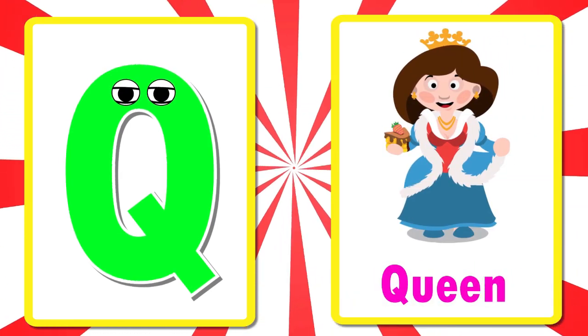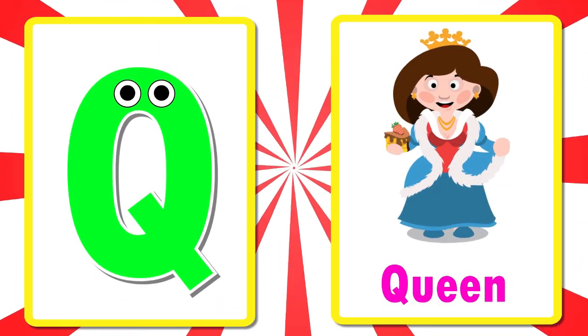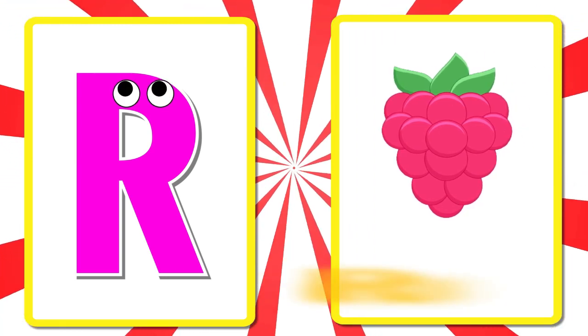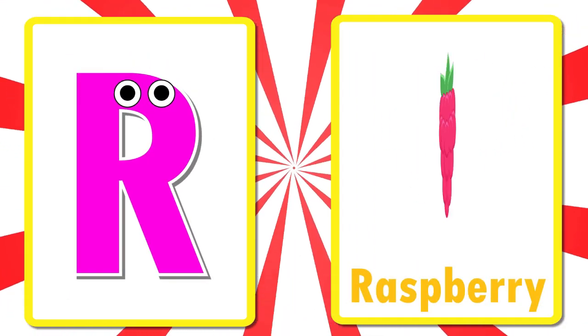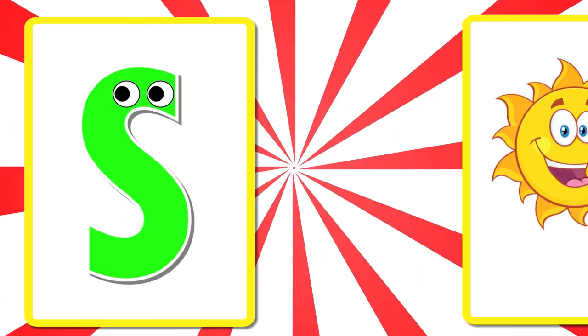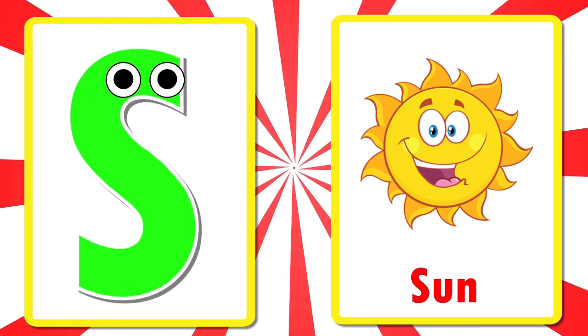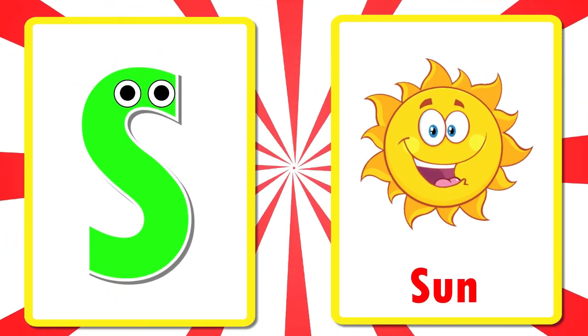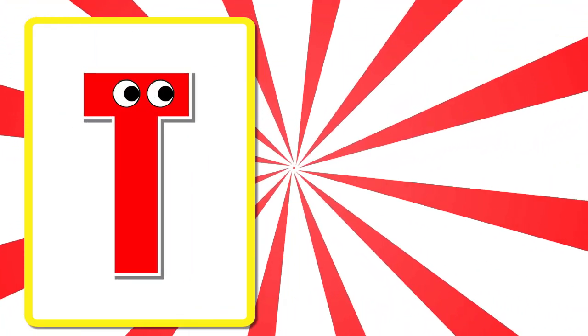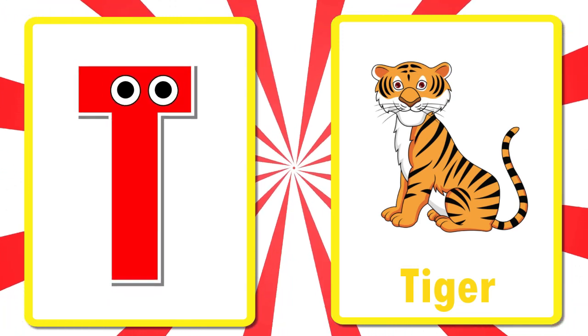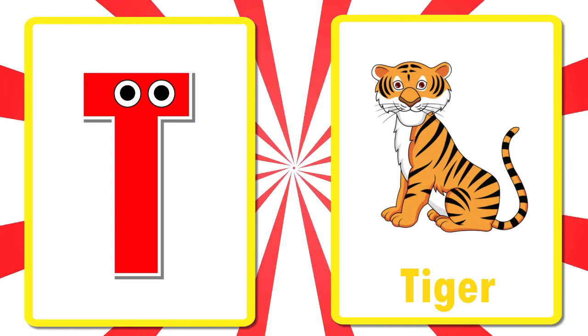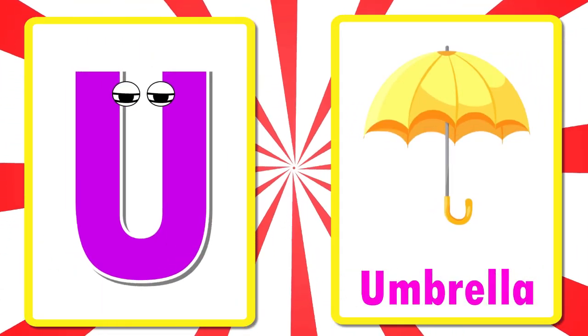Q. Q is for queen. R. R is for raspberry. S. S is for sun. T. T is for tiger. U. U is for umbrella.